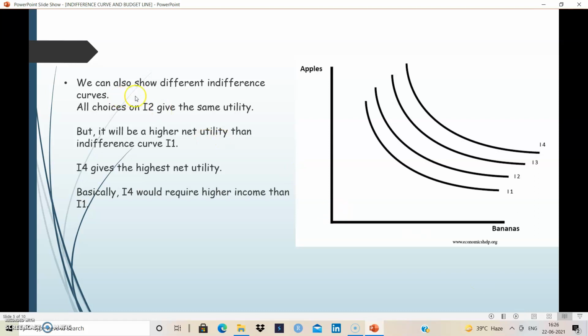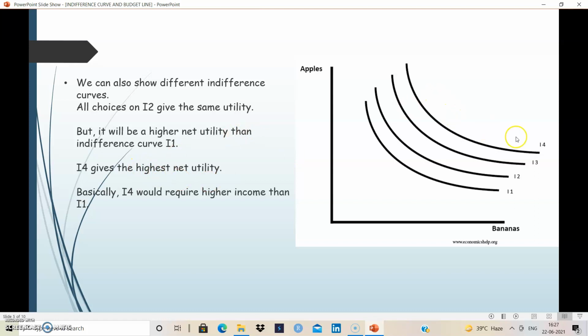See, we can also show different indifference curves, like indifference curve 1, indifference curve 2, indifference curve 3, indifference curve 4. On the x-axis we have shown bananas and on the y-axis we have shown apples. All the choices on I2 give the same utility, but it will be higher net utility than indifference curve 1. The utility we gain from the I2 curve is much more than the utility we gain from the curve I1.